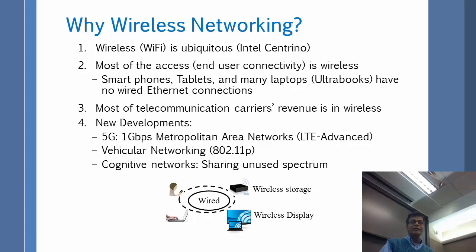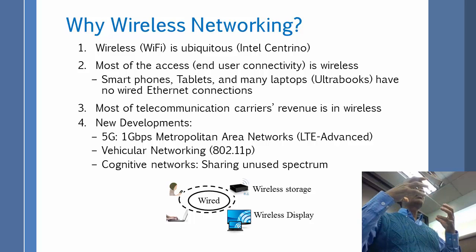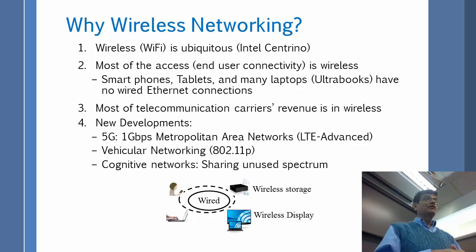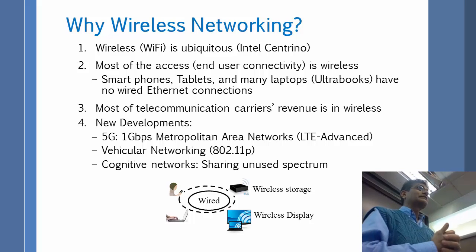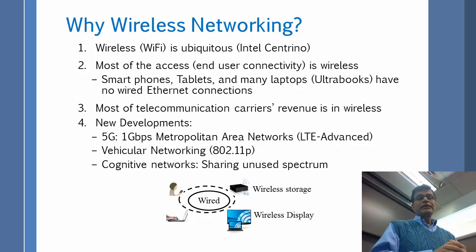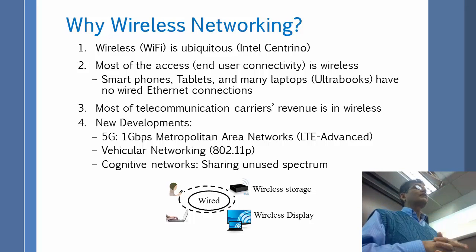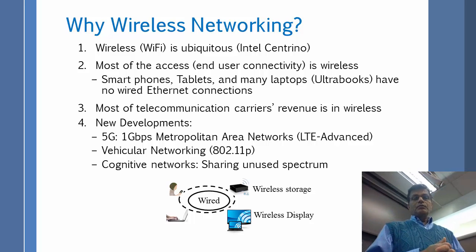Wireless is ubiquitous. Wi-Fi. By Wi-Fi, what it means is wireless fidelity. Wireless fidelity, basically, meant somehow equivalent to the wired network of the time, which was 1999 when Wi-Fi was standardized. So whatever the networks were there at that time, we wanted to be equivalent to that. Most of the access is wireless today.